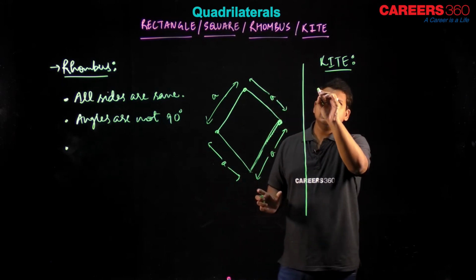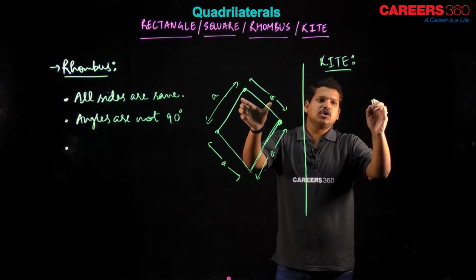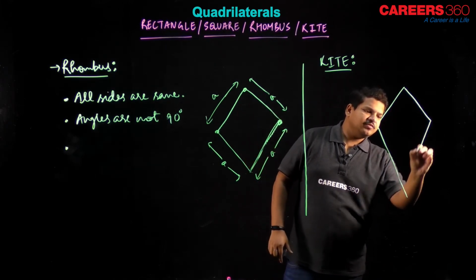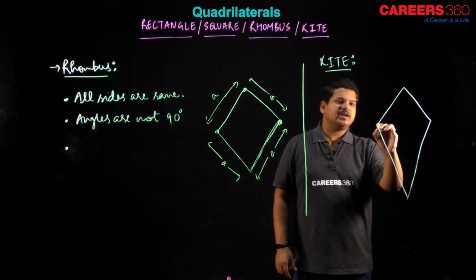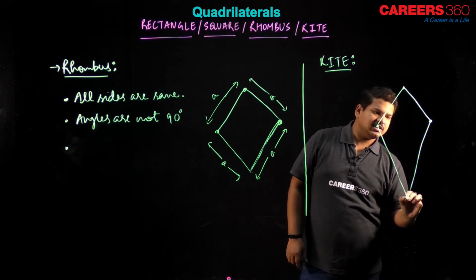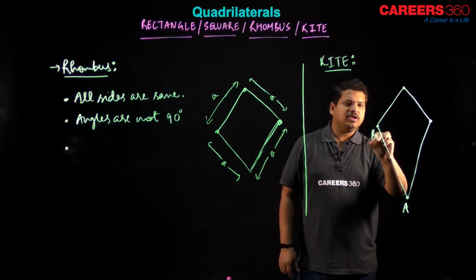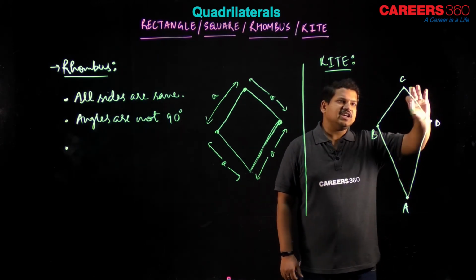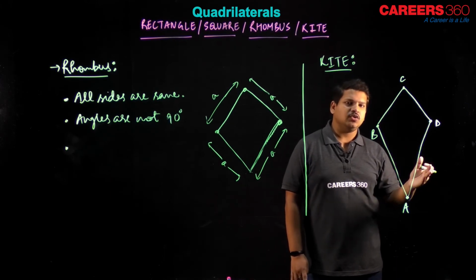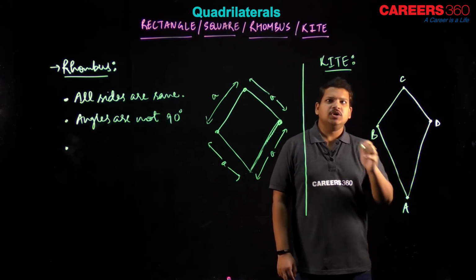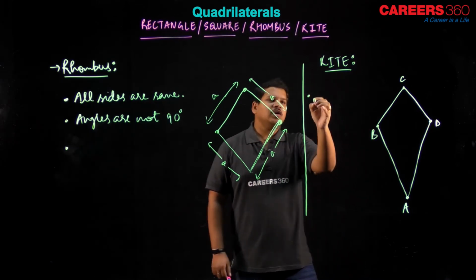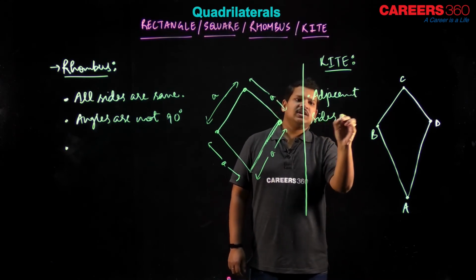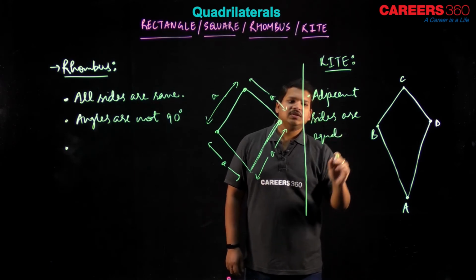So kite is somewhat similar to the rhombus, but its shape differs. I know all of you must be very familiar with the shape of a kite, right? This is what a kite looks like. So this is A, B, C and D. As you can see, the opposite sides are not equal, but the adjacent sides are equal to each other. So in kite, adjacent sides are equal. This is one property of kite.